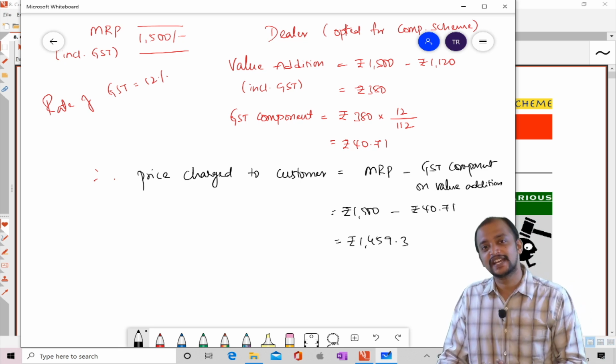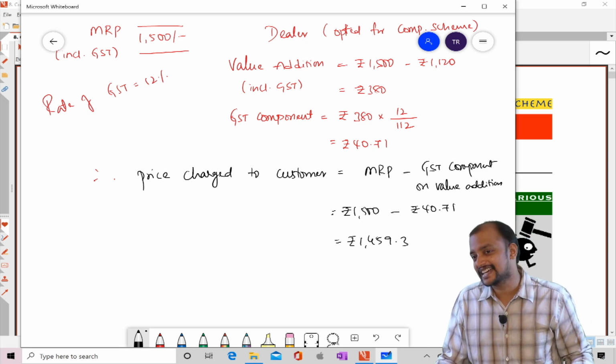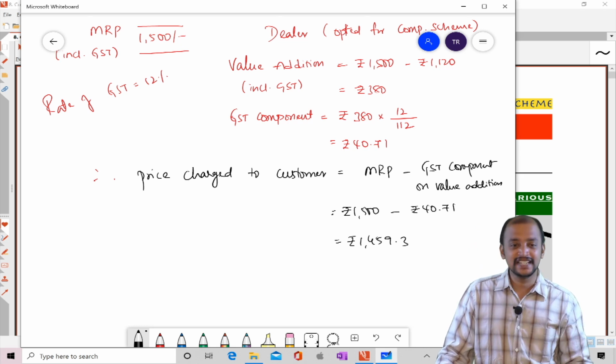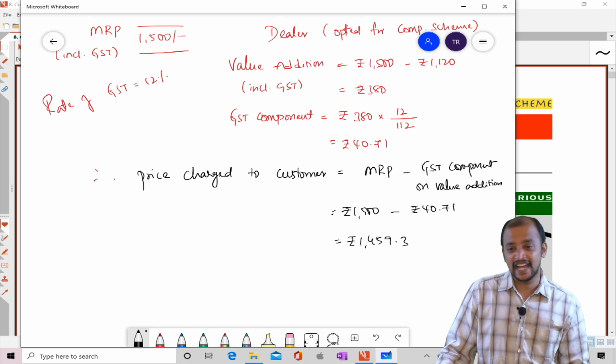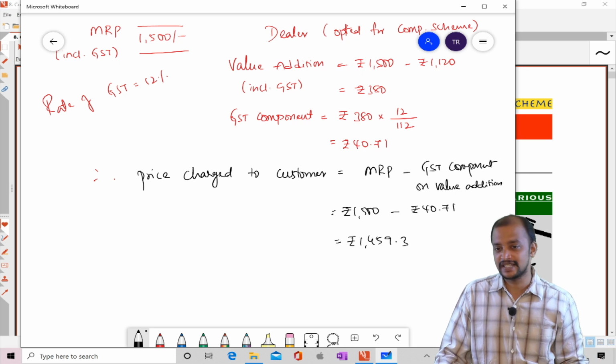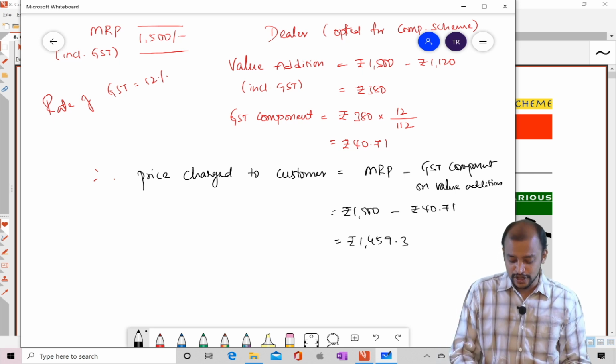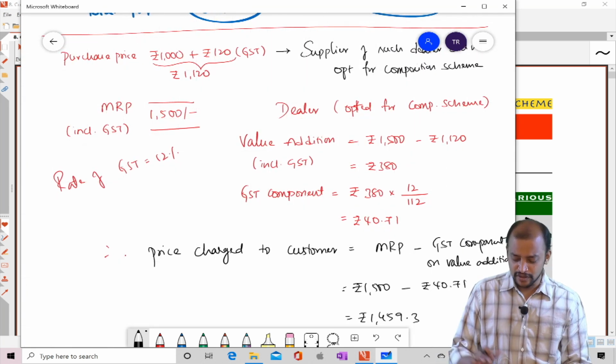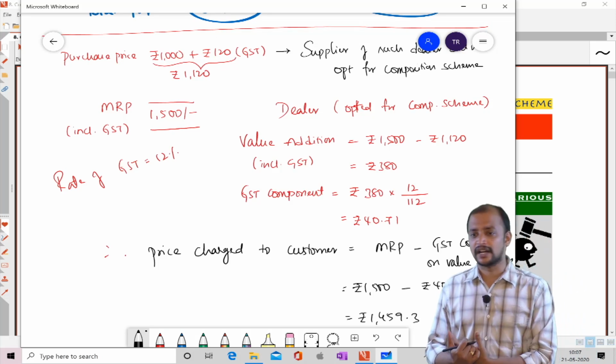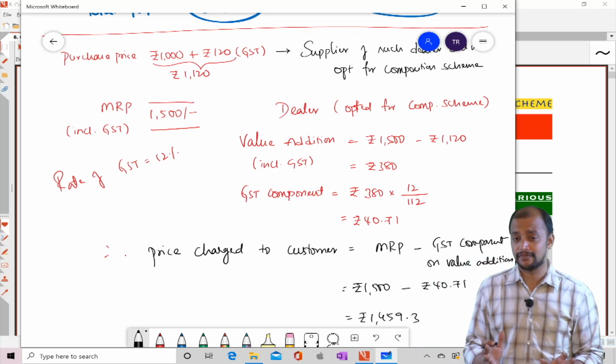But actually speaking, that is not correct here, because 1459.3 should be the price that is collected. Why? Because GST should not be recovered from the customer. But sir, this big computation they will do, sir, every trader will do. No, here it is just an equation, very simple.